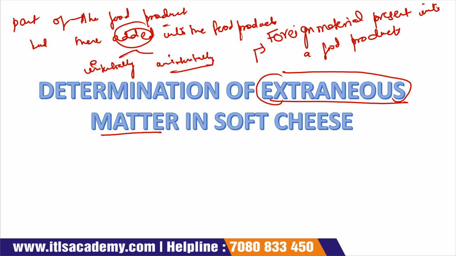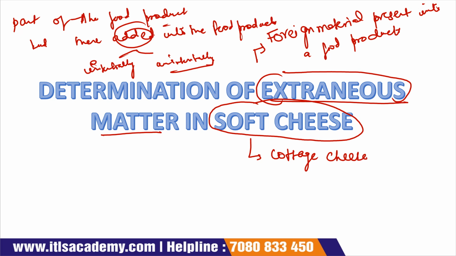So this is not part of the food product, but it is added into the food product either intentionally or unintentionally, okay. Now the sample that we have is a soft cheese, okay. The soft cheese is also called cottage cheese. This cottage cheese is a product of curdled milk. This curdled milk is used to produce this soft cheese or cottage cheese.